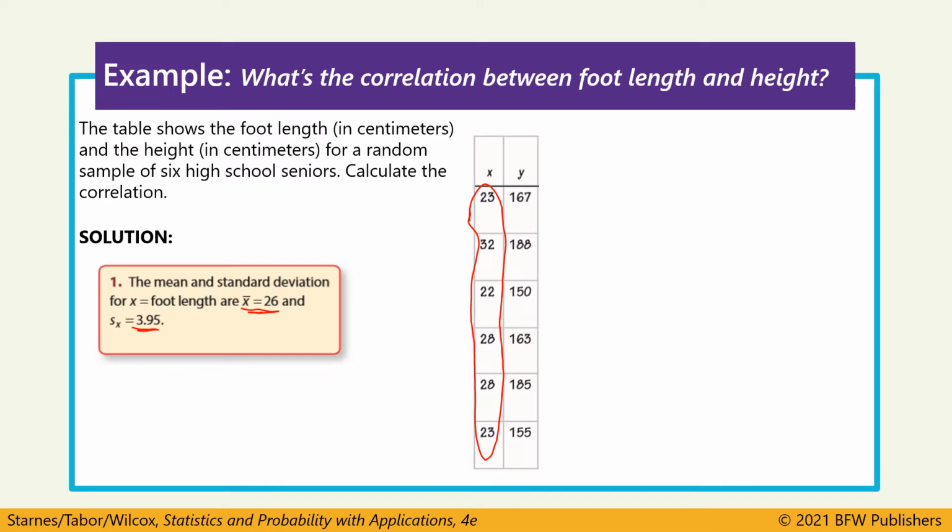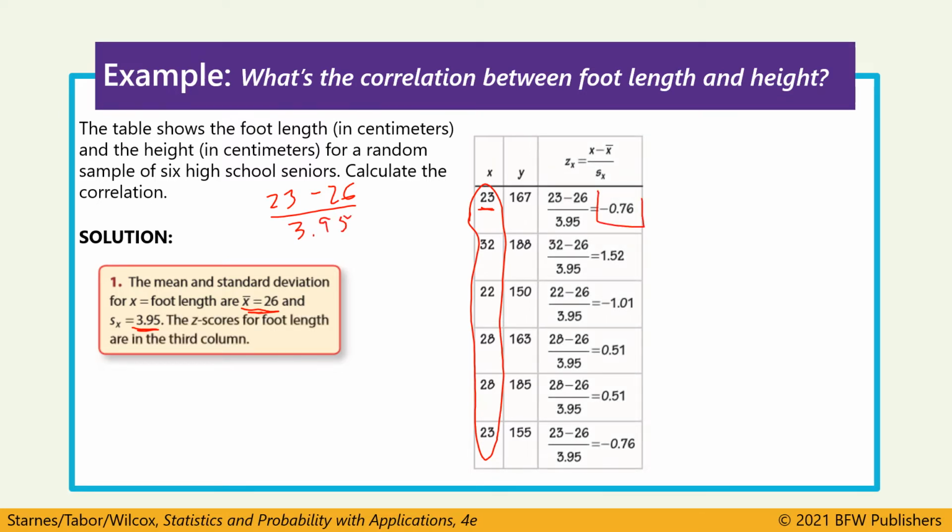Now each individual value, we're going to switch to a z-score. So we'll start with this one. We'll do 23 minus that mean of 26, divided by standard deviation 3.95. And we get a z-score for that first individual, negative 0.76. Then we repeat that process for all the other values in our sample here, and get z-scores for each. Those are all our zx's.